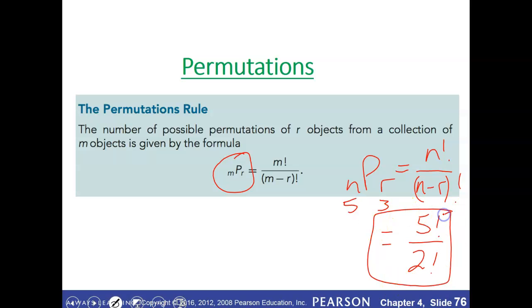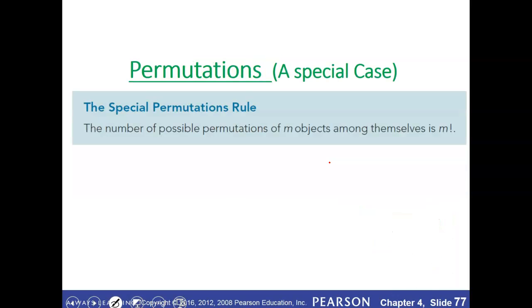You just need to know that it's a permutation, and this button on your calculator will help you solve those questions. So let's take a look at a different situation. It says the number of possible permutations of M objects among themselves is M factorial. So for example, this goes back to the second example that we did.